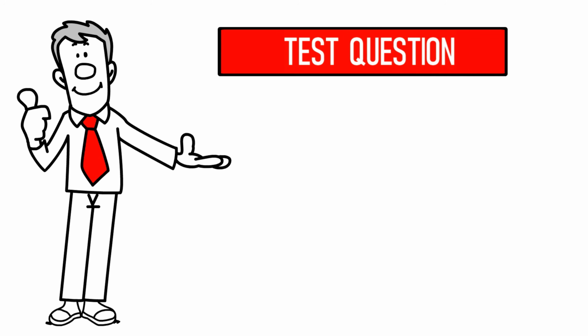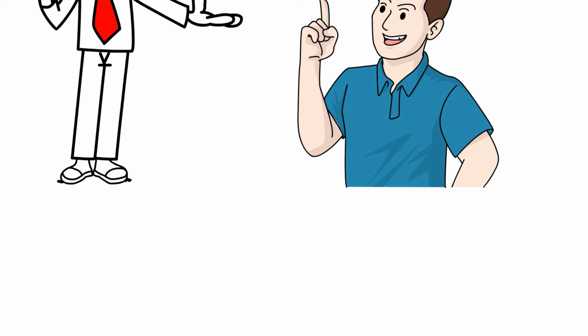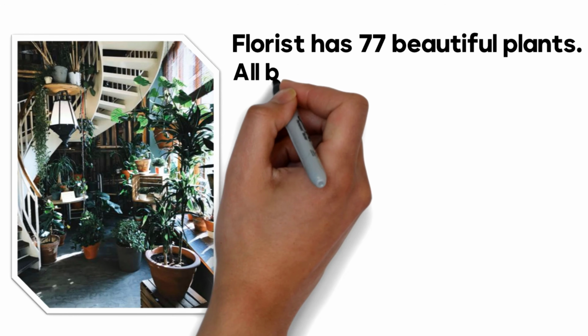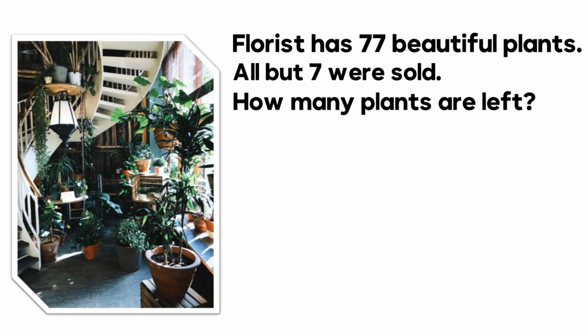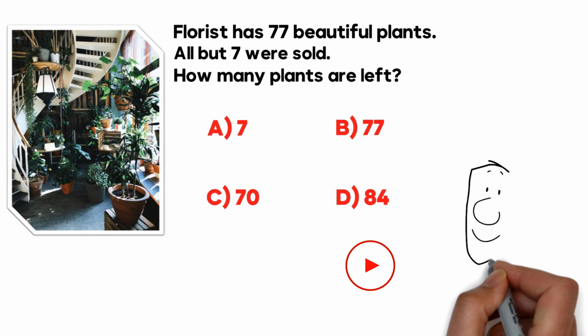I am very excited to present you with a simple but at the same time very tricky question, which tests your math skills as well as attention to details. Florist has 77 beautiful plants. All but 7 were sold. How many plants are left? You have 4 different choices. Choice A, 7. Choice B, 77. Choice C, 70. And choice D, 84.